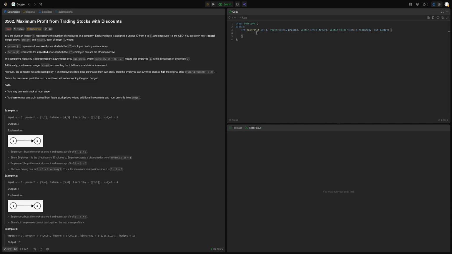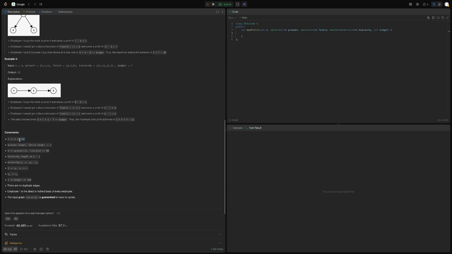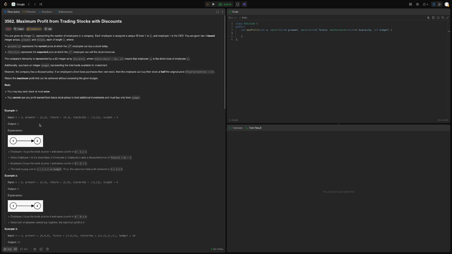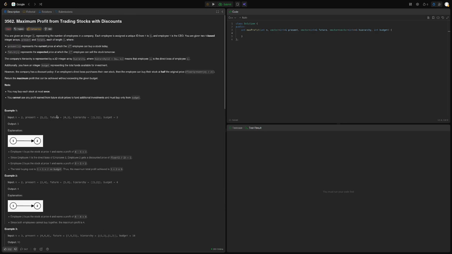Well, since the budget and the number of vertices is small, what we can do is track the maximum gain we can get by using whatever part of the budget. So we got N, we got present, we got future, we got hierarchy. So let's make a graph, I guess.